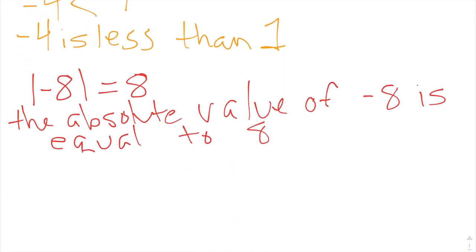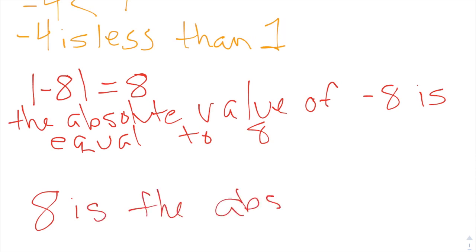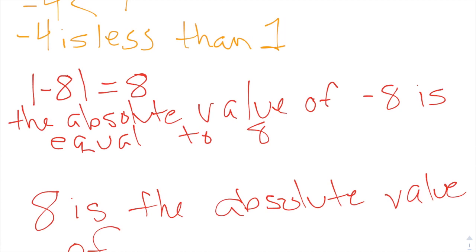All right, but I can also rewrite this whole thing. And I can say 8 is the absolute value of -8. Okay, and we've used opposite, right? So I could also use this and say 8 is the opposite of -8, or -8 is the opposite of 8. Okay, this is just another way to explain what it all means.